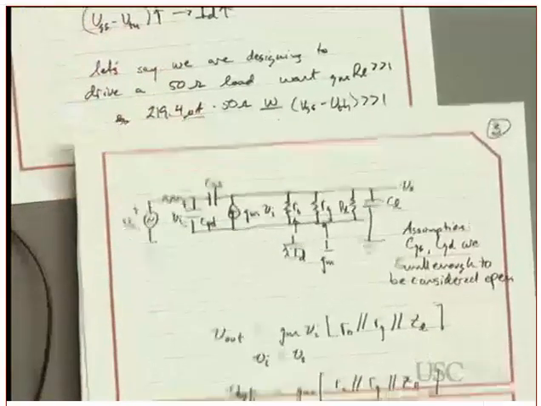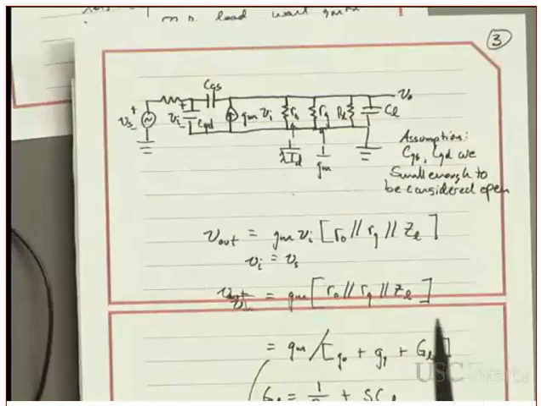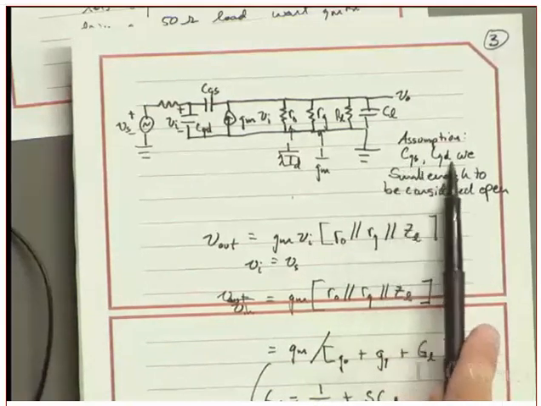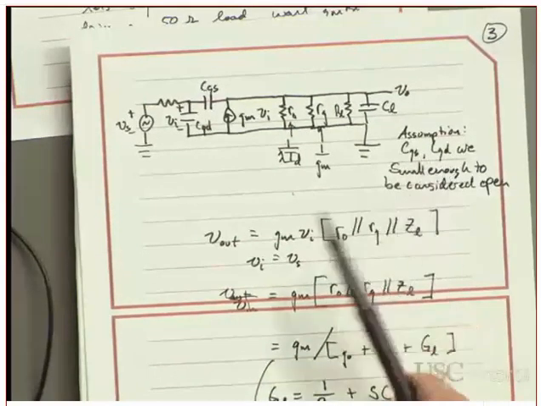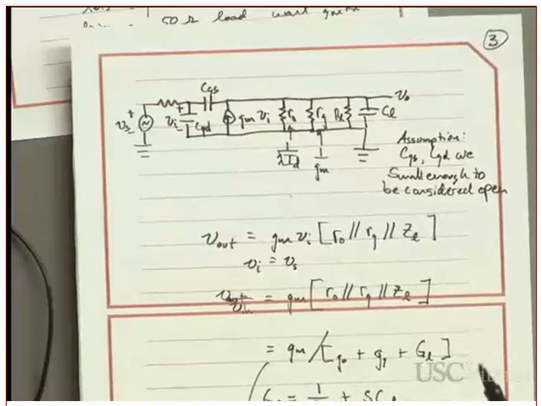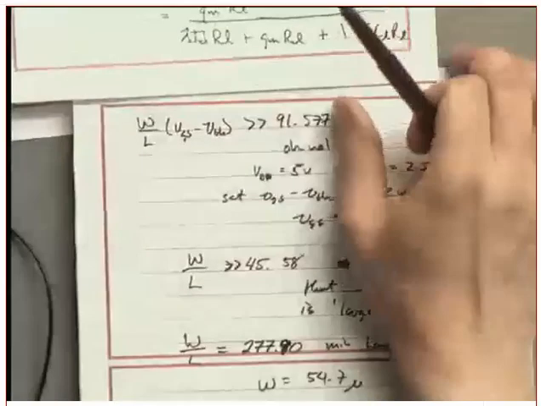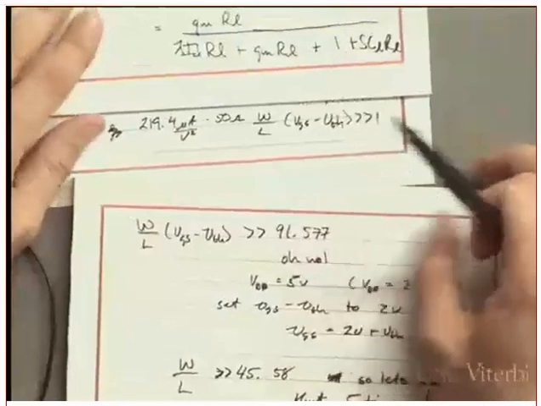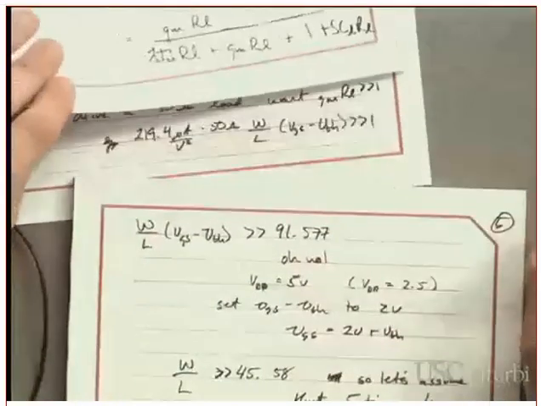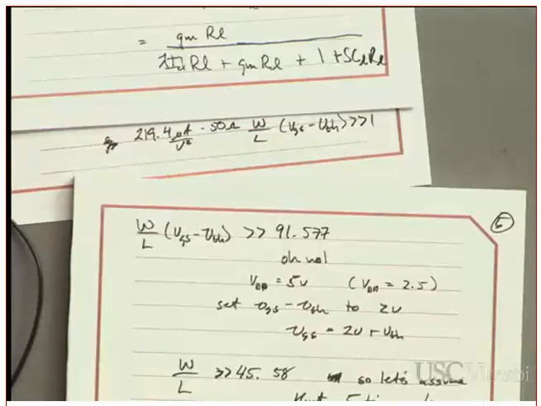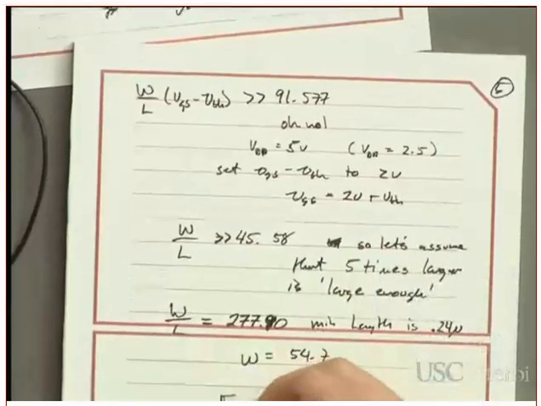But as I said before, if I start making GM too large, GM times RL too large, this assumption is going to get violated pretty quickly. And I'm going to have to go back and actually figure out what the transfer function is going to be with these guys in there. It's not that hard to do that. It's just not exactly fun either, right? But the point is that now that I've done this by hand, I've gotten a first cut at my design.